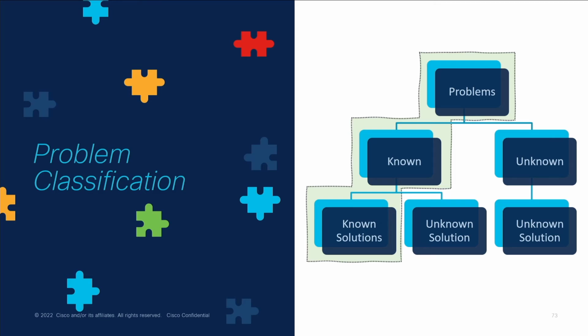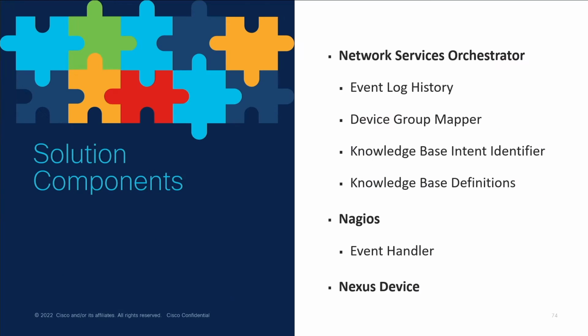The unknown problem is something that hasn't occurred yet, so we don't have the solutions for that also. So the potential candidate for doing the auto healing is this part, right? The problems which are known and which have a known solution. These are the candidates which can be automated without any human intervention.